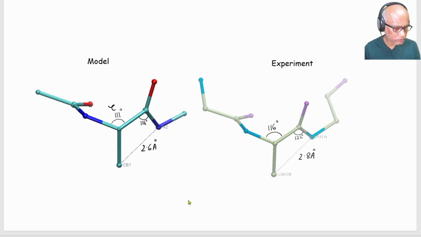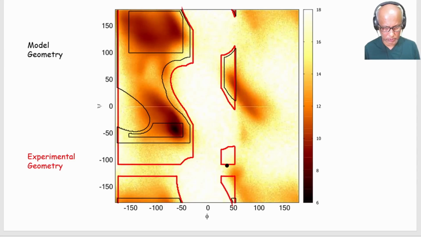So what I could do then, I took the peptide geometry from the experimental structure, and I calculated another Ramachandran map. The red contours are this new Ramachandran map, while the black contours are the standard Ramachandran map. And what I observed is that indeed a new allowed region has opened up in this place, and my amino acid is just about making it, right?